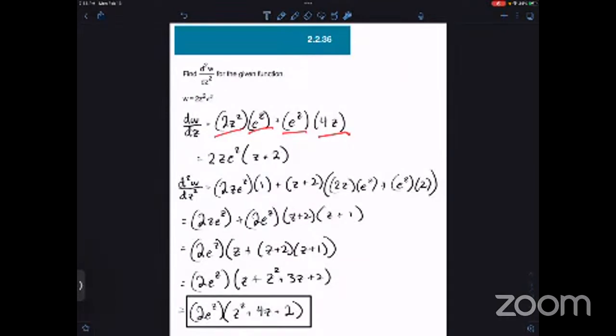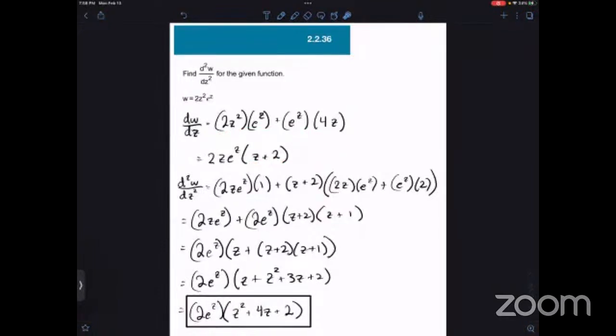Then I think what we did, we simplified, so we factored out. We noticed that they all had a 2z e to the z, right? So in the first term, a z was left over, and a 2 was left over in the second one, right? So then from there, we went to take the derivative of that guy.